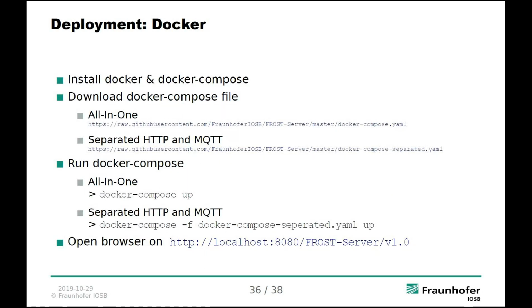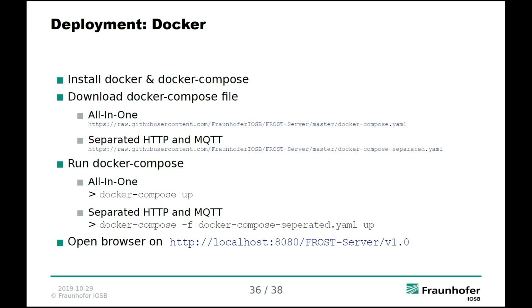So you can have a Docker deployment, for example, with very few steps. Of course, first of all, you need to install Docker and Docker Compose. Those are the tools you need. Then you can download the Docker Compose file. There are two actually in our GitHub repository, one for the all-in-one deployment and one for the separated deployment. And basically you then just have to run that file.